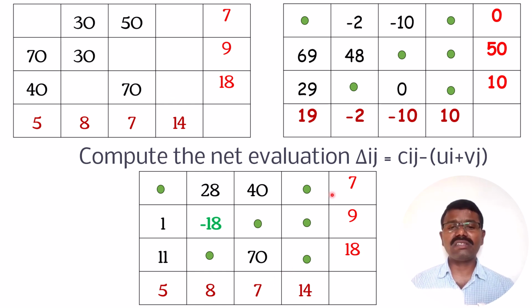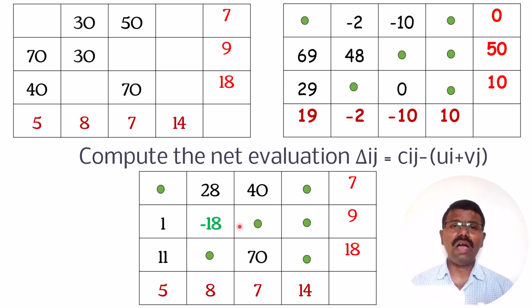So if you observe this delta ij value according to this modified distribution method, if delta ij is greater than or equal to 0, then the optimal solution has been arrived. But here if you observe all this matrix, all values are positive except this minus 18. Which indicates that we need to allocate some units to this cell such that we can achieve optimality. So we need to allocate some units to this cell. How much can we allocate?